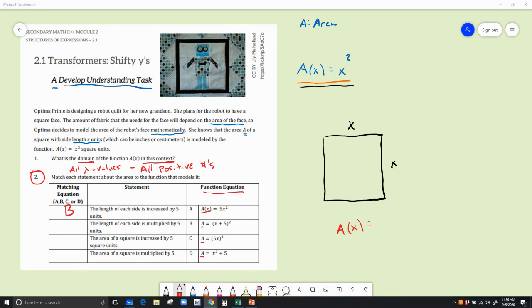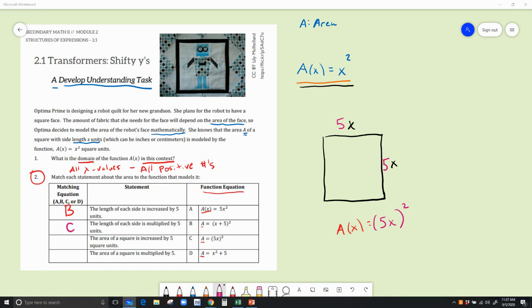All right, the next statement says the length of each side is multiplied by 5 units. And by the way, if you're starting to see what's up and you want to pause again during this, you should, and see if you can fix your answers and make sure you're doing them right. You always want to see if you can figure it out on your own first, if you can. So how do we multiply each side? Boom, 5x, 5x. Now the entire side, 5x, needs to be squared to find the area. So that answer is C, right? That's what C looks like.